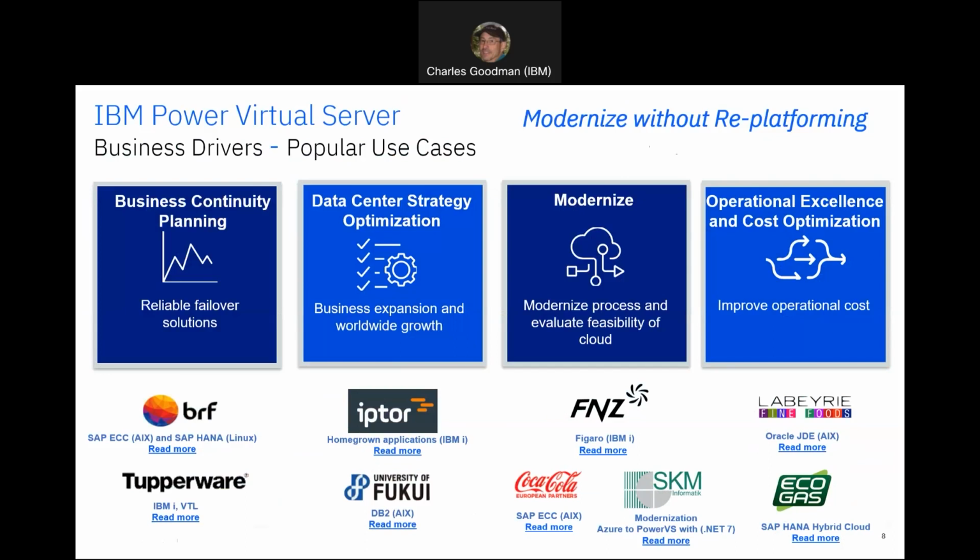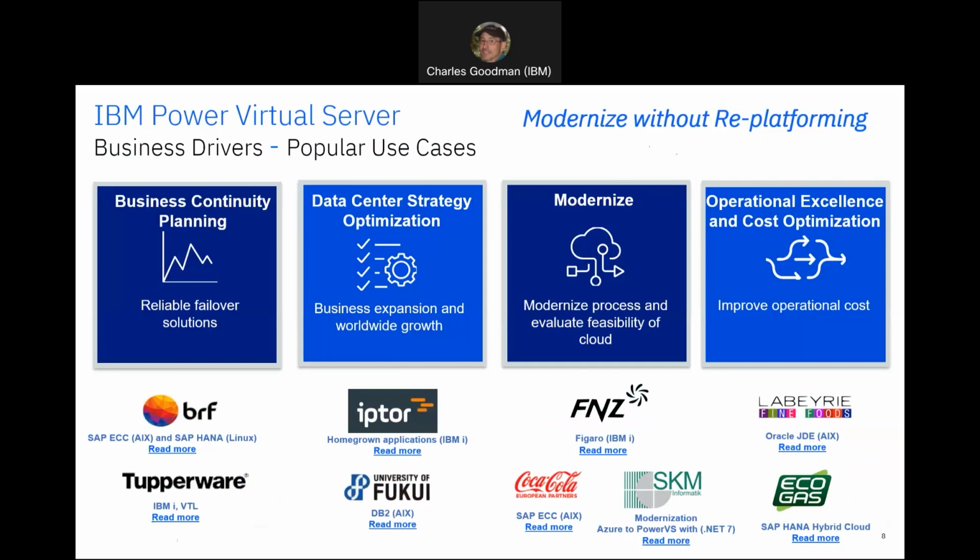We have other customers that have it as an active site. And so we can do it in multiple different ways to address your customers' recovery time options, as well as their price point they're trying to meet.